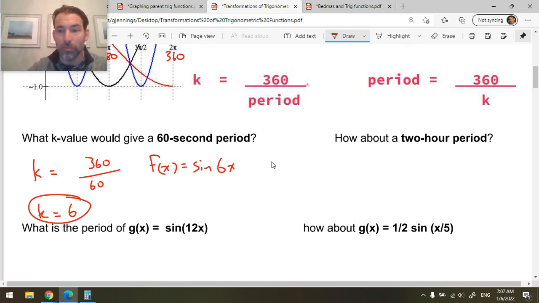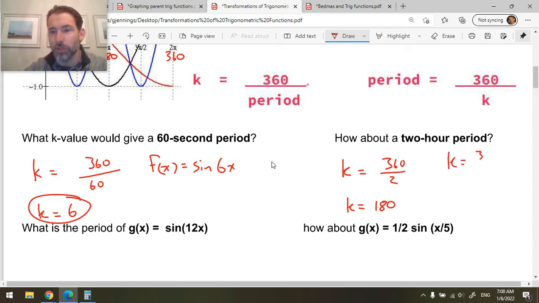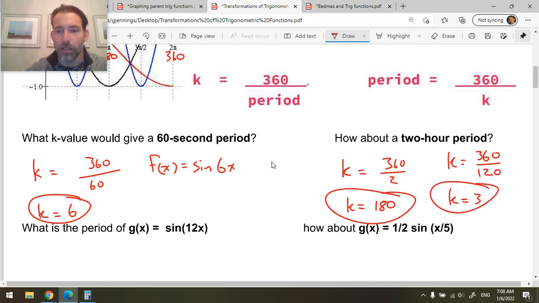What about a 2-hour period? Well, there I could measure my x in hours, and I would again have k is equal to 360 over 2, and that would be k is equal to 180. But what if I was measuring it in minutes? Well, then I would say k is equal to 360 over 120, because that's 2 hours in minutes. And so then k would be equal to 3. Both are correct, but this k is measured in hours, and this is in minutes.